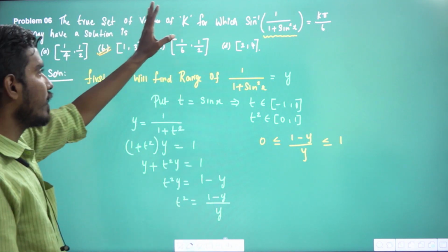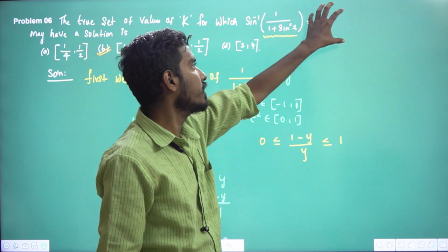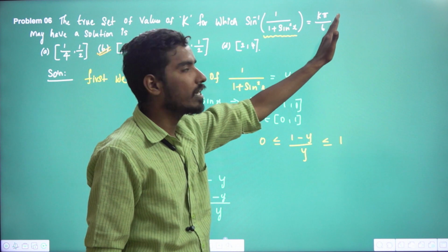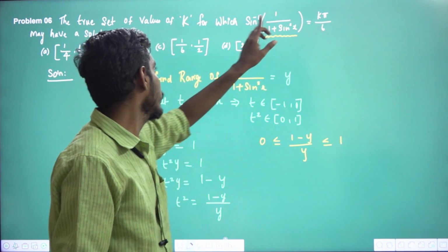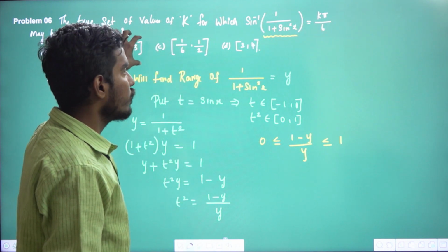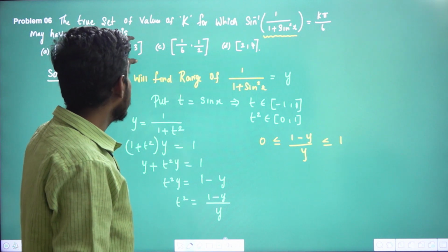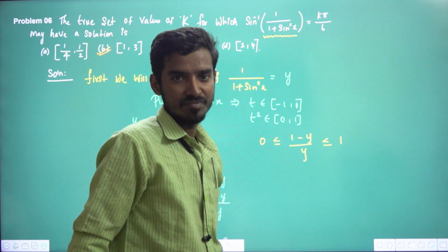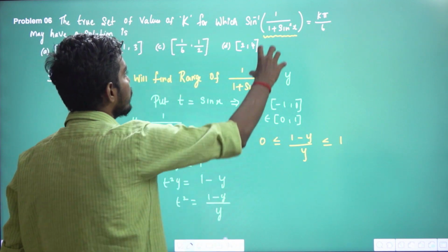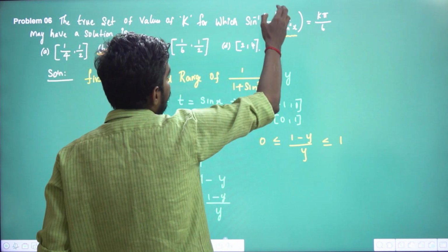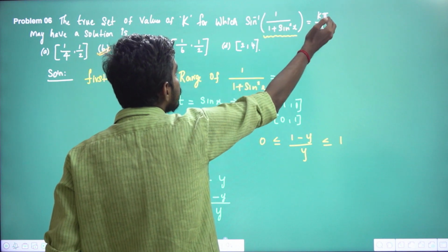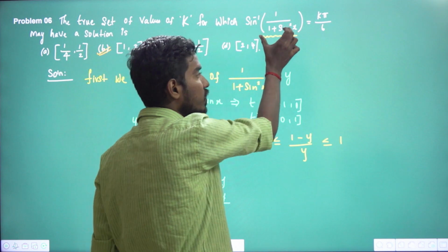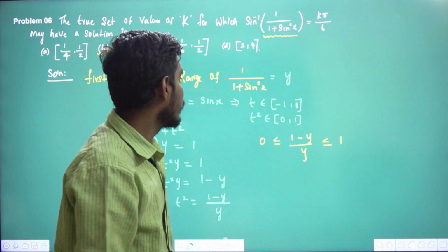These are the set of values of k for which this is equal to k pi by 6. So whatever values of k you give from the closed interval, this will be equal to that and will have a solution. So in this problem, first you find the range for this function. Now apply sine inverse, and that is equal to k pi by 6. So they are asking for what values of k the solution has to be k pi by 6 for this function. Okay? Super problem. So how did we find it?